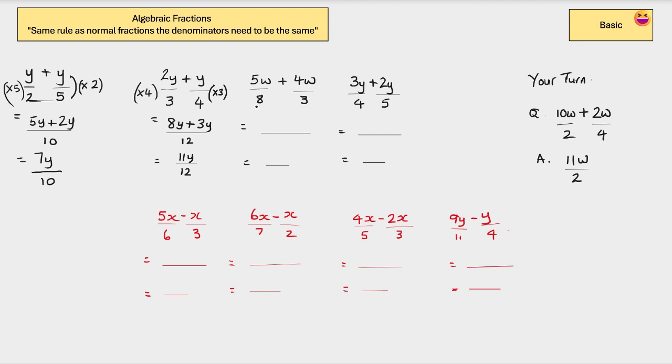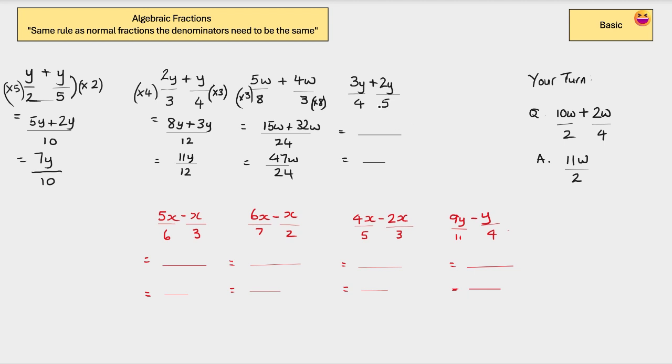Another one. 8 times 3 is 24. So I know 8 and 3, the lowest number they're both going into is 24. And to do that, I've got to times this by 8 and this one by 3, because 3 times 8 is 24 and 3 times 8 again is 24. So 3 times 5 is 15w, plus 8 times 4 is 32w. Add them all up, 47w, all over 24.